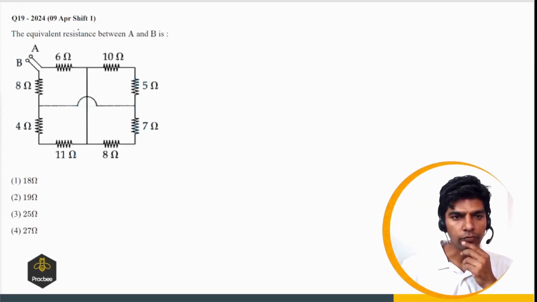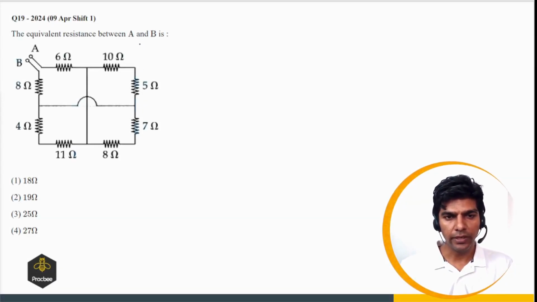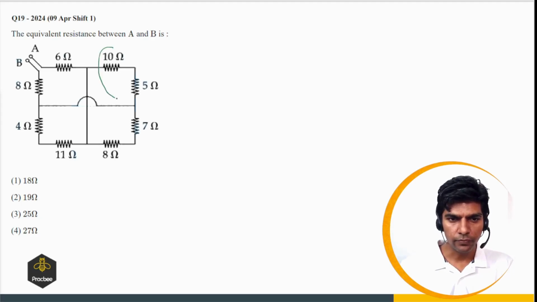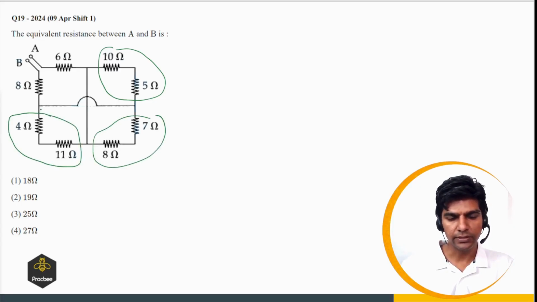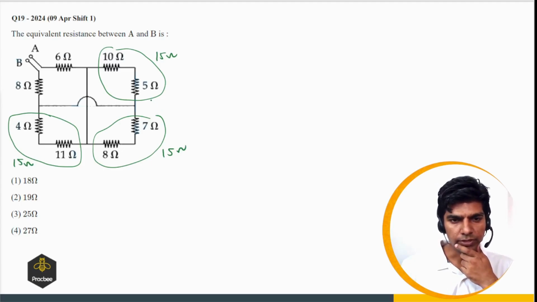So here we have to find the equivalent resistance between A and B. So this circuit is given to us. First step would be to identify the series and the parallel combination. If you look at these 10 and 5, they are in series. This 7 and 8, they are in series, and 4 and 11, they are in series. So it will be 15 ohms, this is 15 ohms, and this is 15 ohms. Right, so now we have to see the parallel combination.